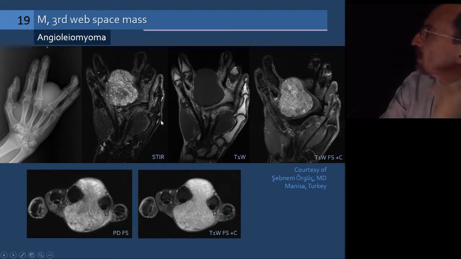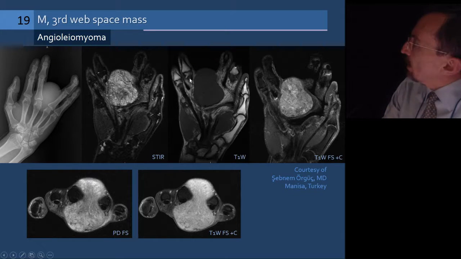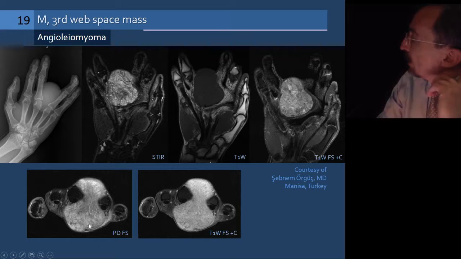It is not always possible to make the diagnosis of soft tissue lesions in the hand. All we can say about this particular web space located lesion would be its size and its extent. Apparently, it extends both to the dorsum and also the palmar side of the hand. And it is not always possible to make a suggestion of this condition, which was the pathological diagnosis.